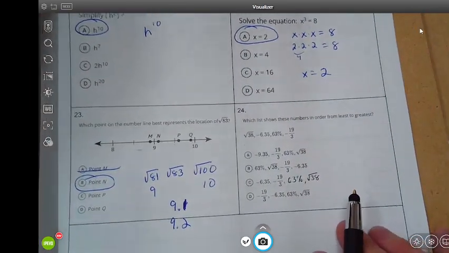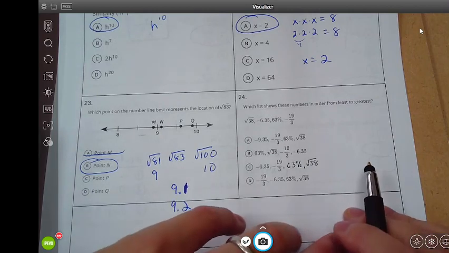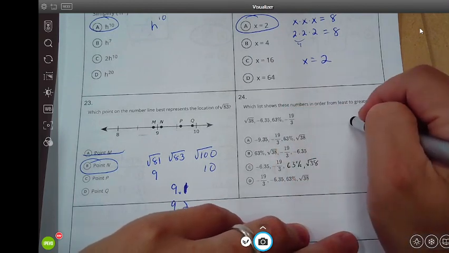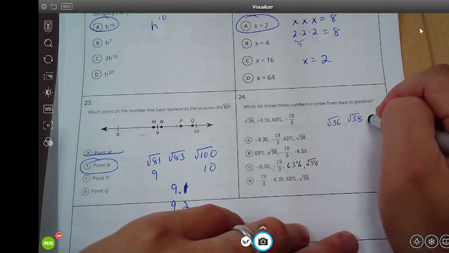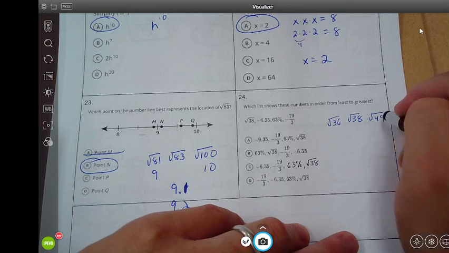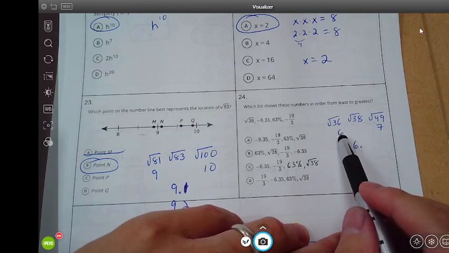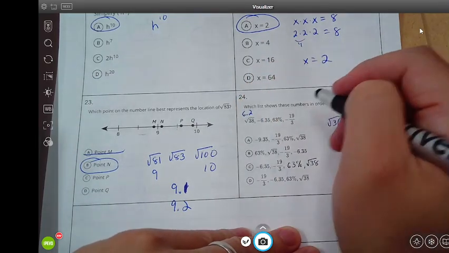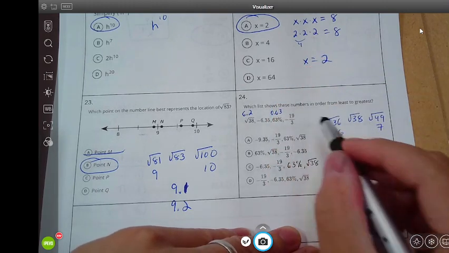All right, number 24, which list shows the numbers in order from least to greatest? Okay, so first let's get decimals for each of these. Square root of 38. So square root of 38 is between square root of 36 and square root of 49. So it's between 6 and 7. It's 6 point something. It's kind of close to that lower 6. You can say 6.1 or 6.2. Okay, so we'll say this is 6.2. 63% we know is 0.63. And negative 19 over 3.